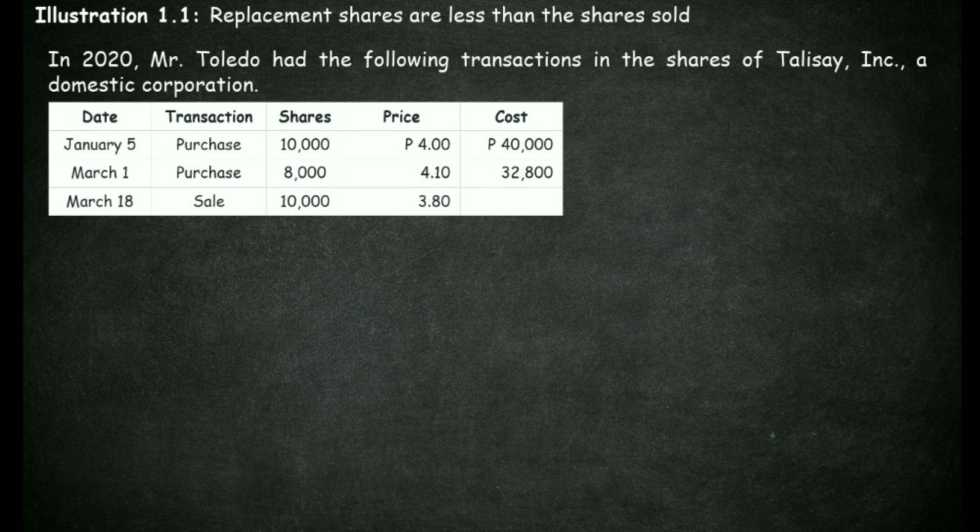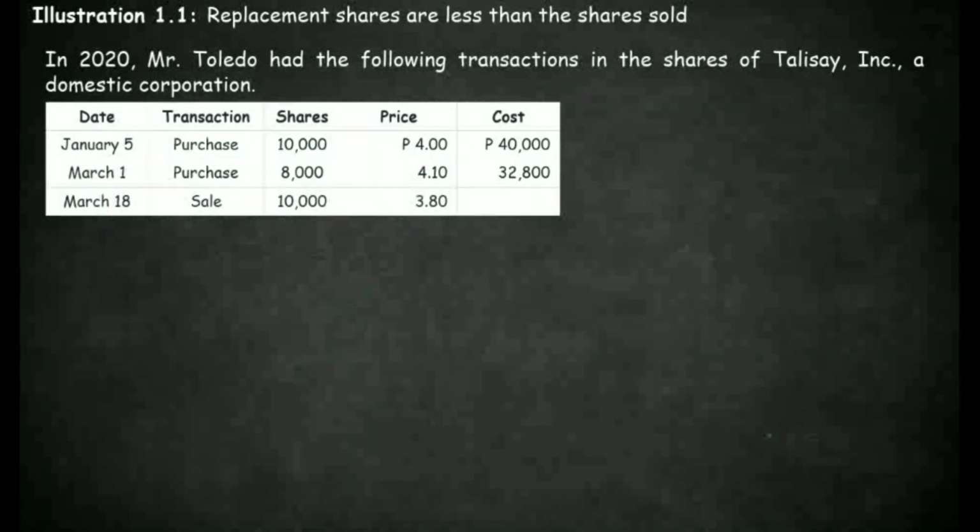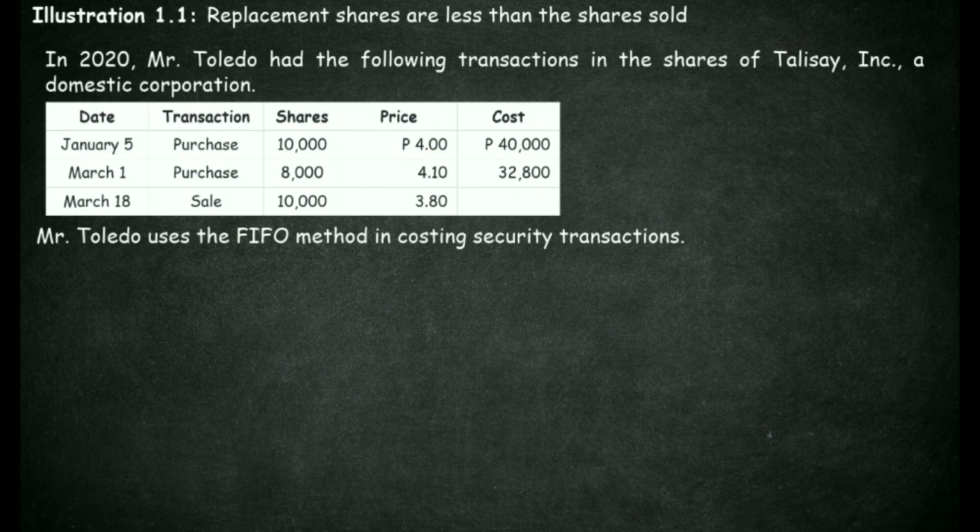And then, on March 18, merong sale ng 10,000 shares at 3 pesos and 80 centavos as the selling price per share. And then, additional information, sabi dito si Mr. Toledo daw ay gumagamit ng FIFO method in costing the security transactions. So, ang una natin gagawin dito is to determine whether meron bang capital gain or capital loss yung nangyaring sale on March 18, 2020. So, we have the selling price, which is 38,000 pesos. So, how to get the 38? So, we have the 10,000 shares multiplied by the selling price per share of 3 pesos and 80 centavos. And then, we're going to less the cost of the shares sold. And since si Mr.